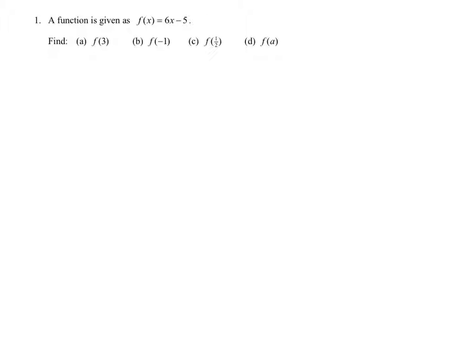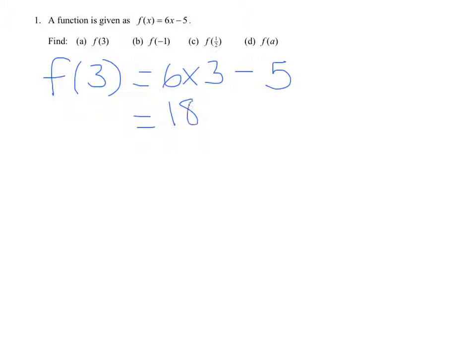Okay, here's the function question. f of x is equal to 6x minus 5. We're asked first of all to find f of 3. And remember, the notation here is just telling us that we're replacing the x, in this case, with a 3. So if the function of x is 6 times x minus 5, the function of 3 will be 6 times 3 minus 5. Then I'll evaluate that. 6 times 3 is 18, minus 5, 13.